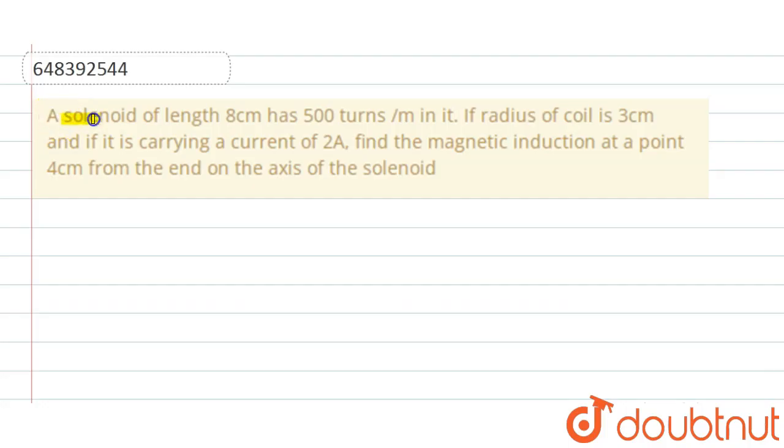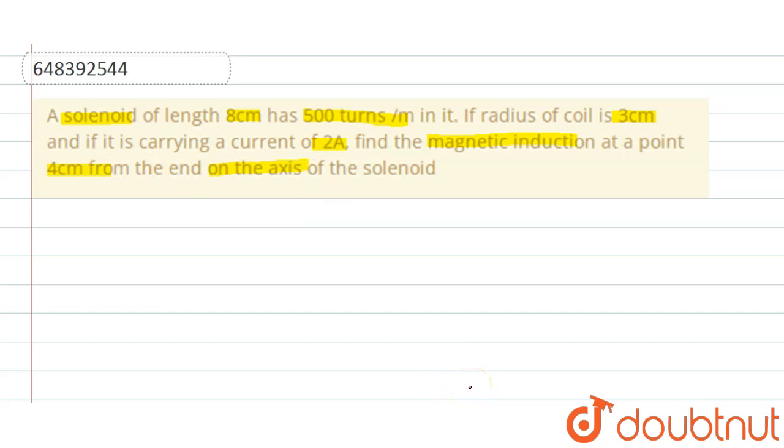Hello, students. Here the question is, a solenoid of length 8 cm has 500 turns per meter in it. If the radius of the coil is 3 cm and it is carrying a current of 2 ampere, find the magnetic induction at a point 4 cm from the end on the axis of the solenoid.